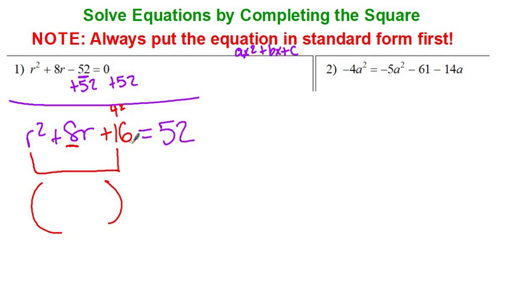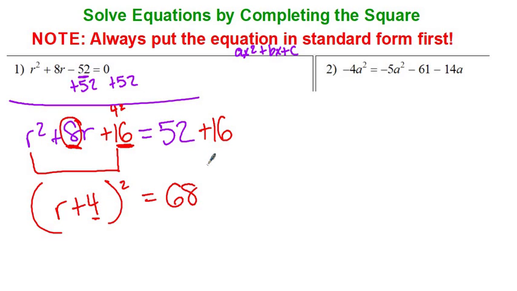Before we do that, though, a common mistake, people get so wrapped up in completing the square that they forget one of the most important rules of math, which is whatever you do to one side, you have to do to the other. So because I added 16 to the left, I have to do the same to the right. 52 plus 16 equals 68. Okay, this is now a perfect square, and it factors to r plus 4. Where did the 4 come from? 4 came from half of that number, and it's also what we squared to get 16.